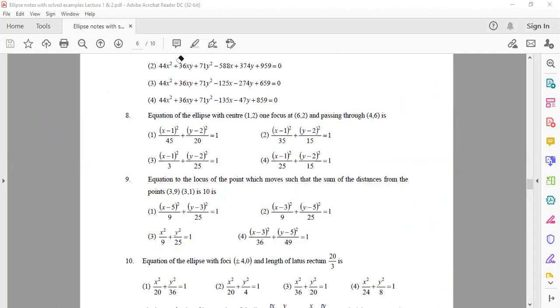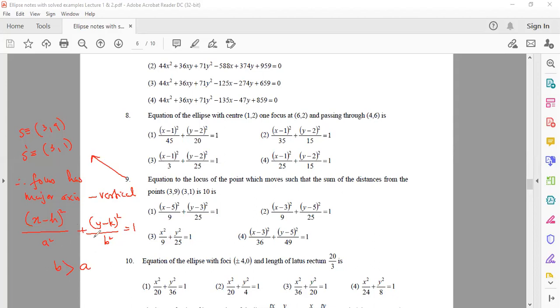First you will say S is (3,9), S dash is (3,1). Therefore, the ellipse has a vertical major axis. So its equation will be (x minus h) the whole square upon a square plus (y minus k) the whole square upon b square equal to 1, where b will be greater than a.